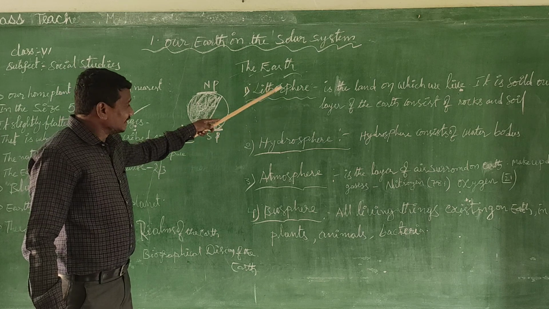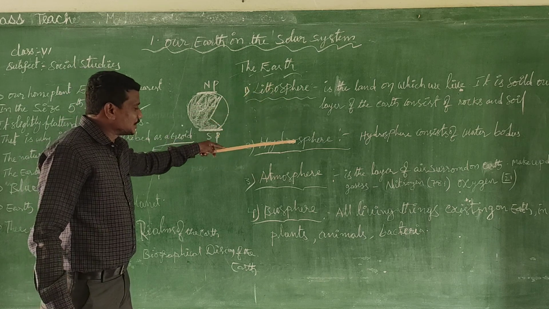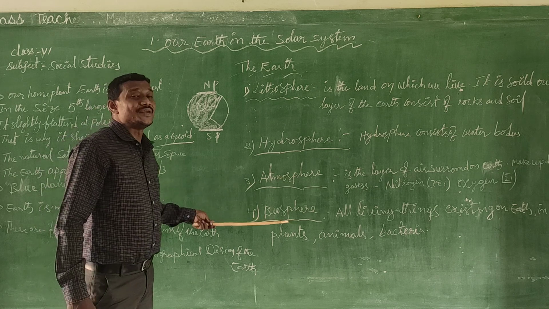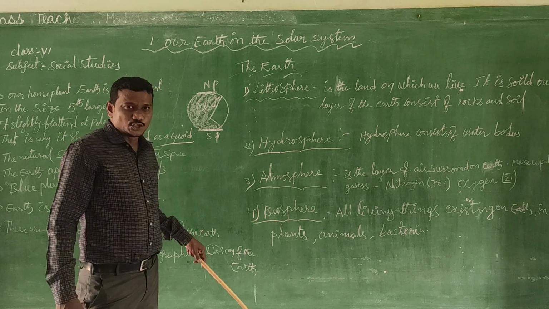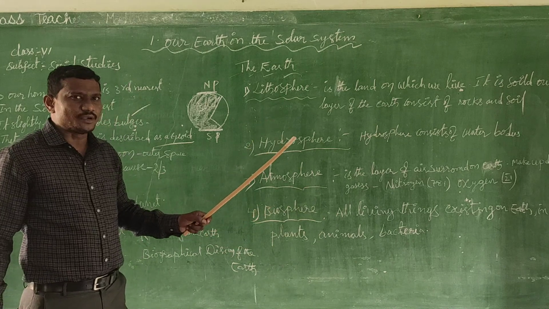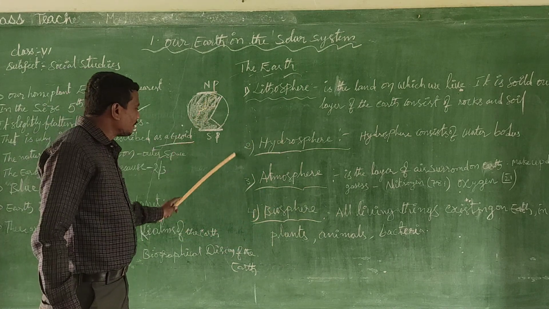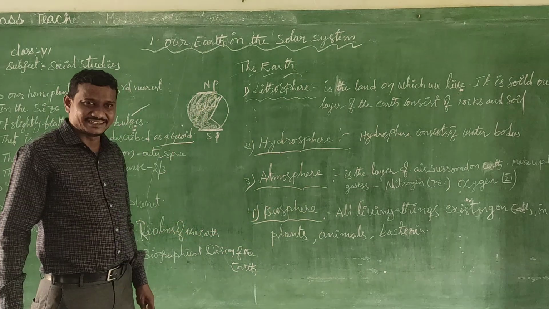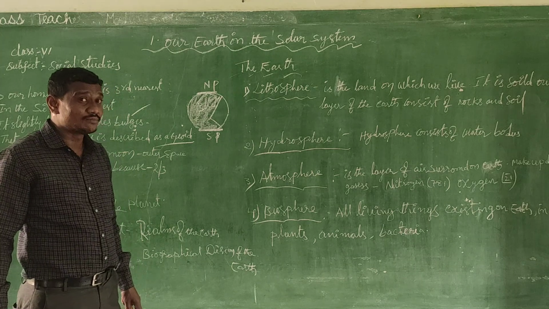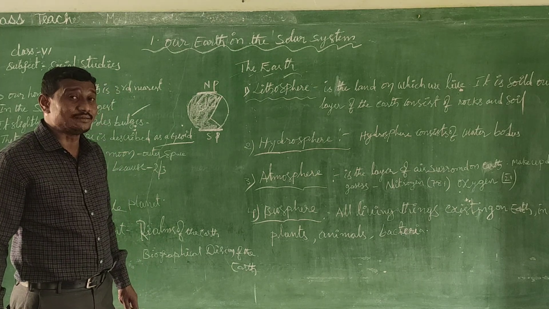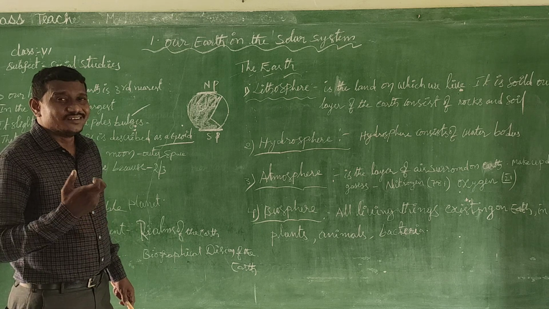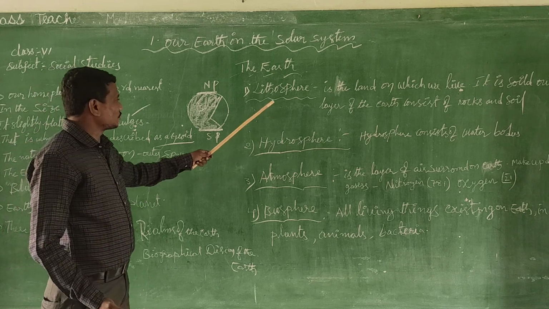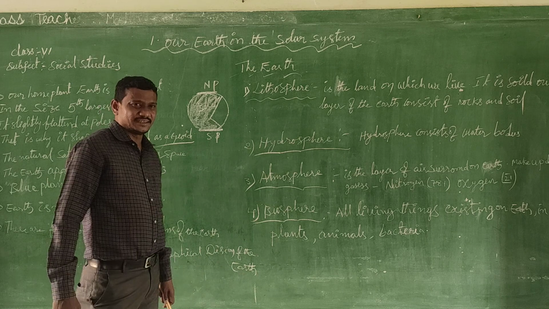So that's why these three components are also called biosphere. Let us discuss the clear information about these four important rings of the earth. How many rings are there? Four rings of the earth. What are the rings? Rings means geographical division of the earth. Let us first discuss the lithosphere.